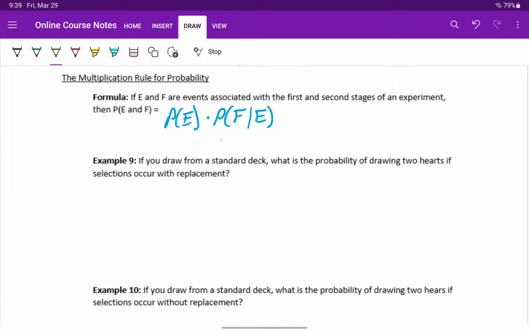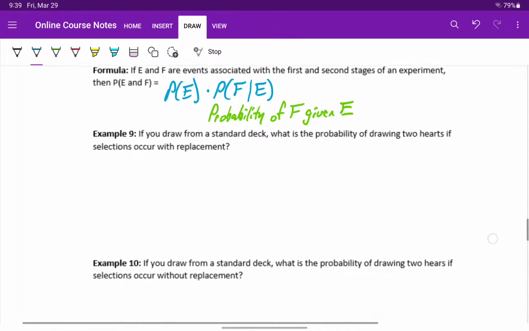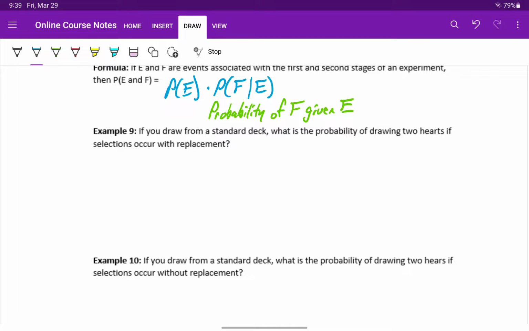What this notation tells us, or how we read that, is that that's the probability of F given E. So assuming that E occurs and then F occurs, we have to look at that conditional probability. And we'll see how we do that, primarily using tree diagrams.